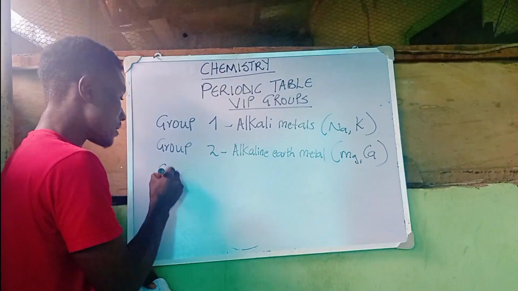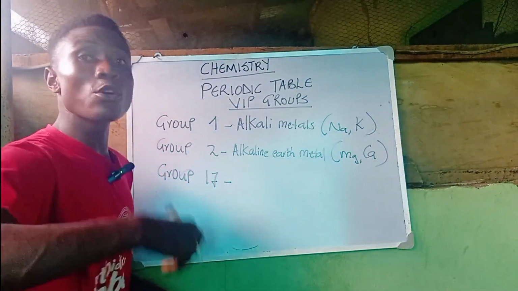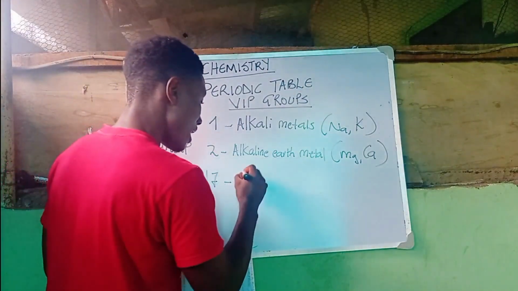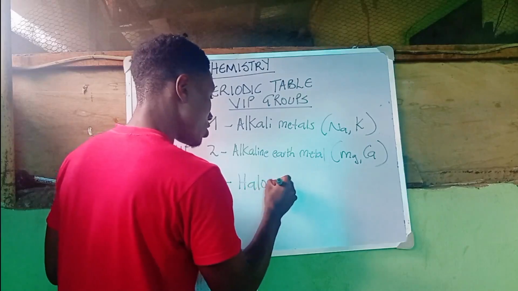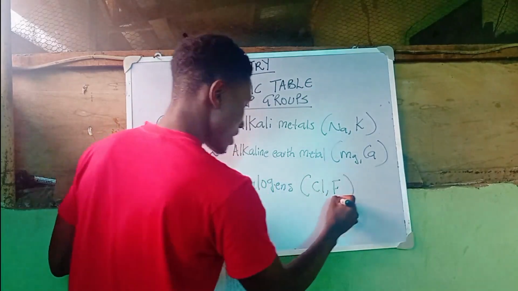We have group 17, which is the halogens. So the halogens, we have chlorine, bromine, fluorine, and the rest.